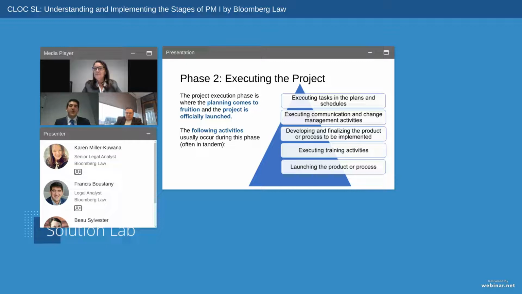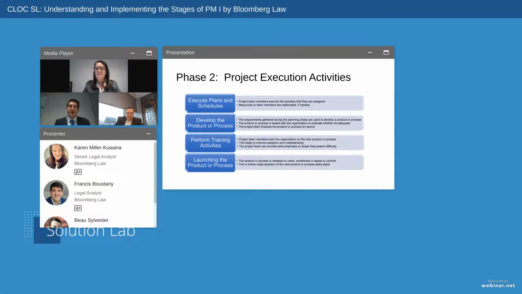Some of the most important activities within the execution phase and their subtasks include, first, executing plans and schedules. In the planning phase, resources go into developing the plans and schedules that the project will follow. And in the execution phase, the project team really starts to use them in real form. These guide the project and tell the project team what needs to be done and when. Second, developing the product or process.